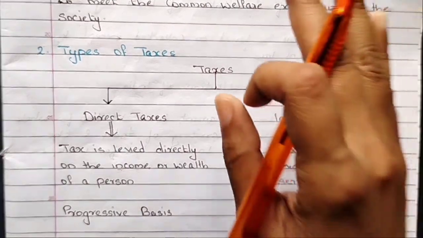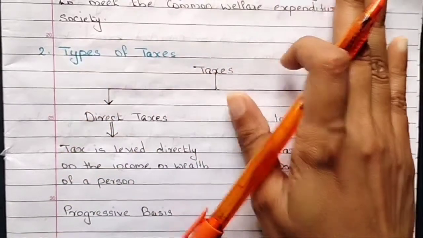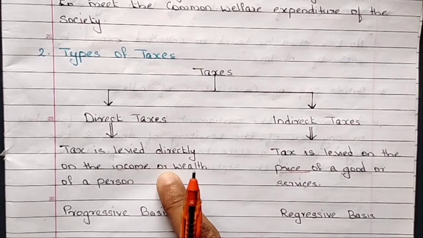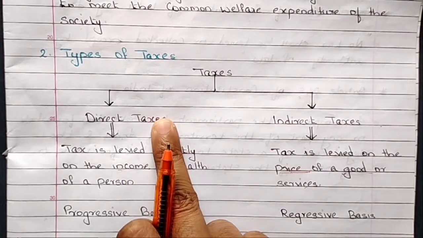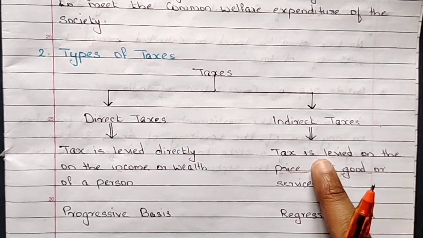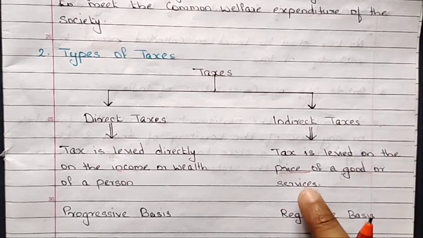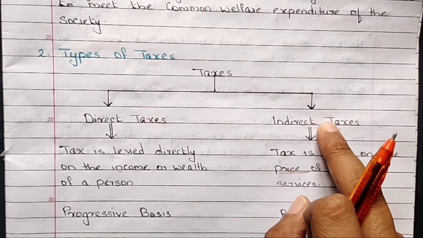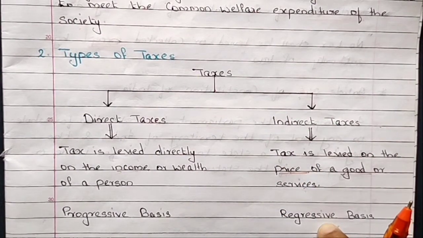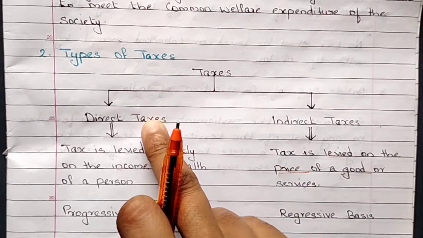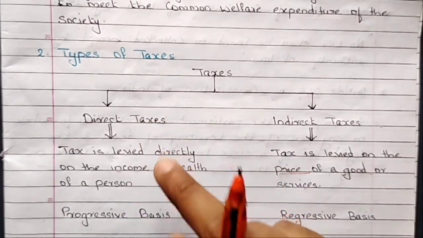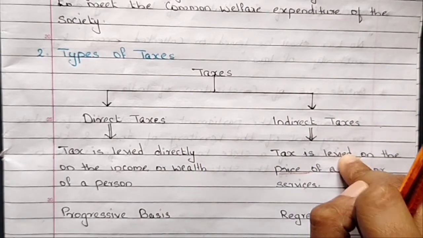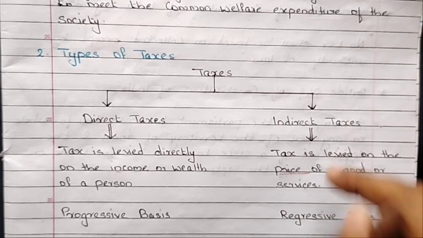So there are three differences between direct tax and indirect tax. The first one is that a tax directly levied on the income or wealth of a person is called direct tax, whereas indirect tax is levied on the price of goods or services. Direct tax is progressive, whereas indirect tax is regressive. The third difference is that in direct tax, the burden of tax cannot be passed on to another person, whereas in indirect tax, the burden can be passed on to another person.